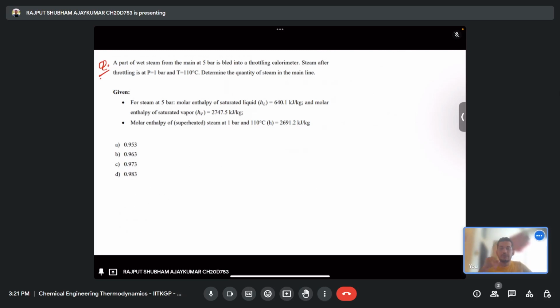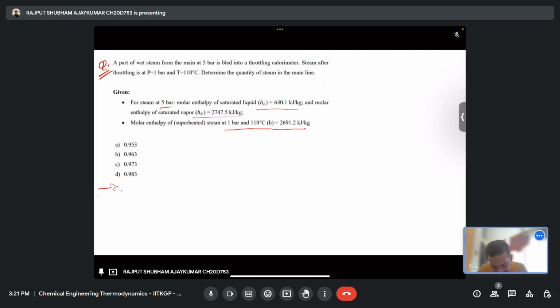A part of a wet steam from the main at 5 bar is bled into a throttling calorimeter. Steam after throttling is at a pressure of 1 bar and a temperature of 110 degrees Celsius. Determine the quality of steam in the main line. We have been given the molar enthalpy of the saturated liquid and the saturated vapor at 5 bar, and the enthalpy of superheated steam at 1 bar and 110 degrees Celsius. This one is the simplest one, it's the throttling process and its associated problem, which has been covered during the week's content.